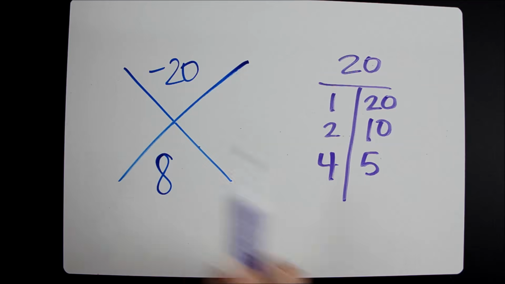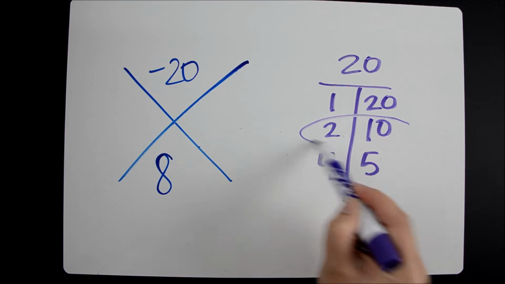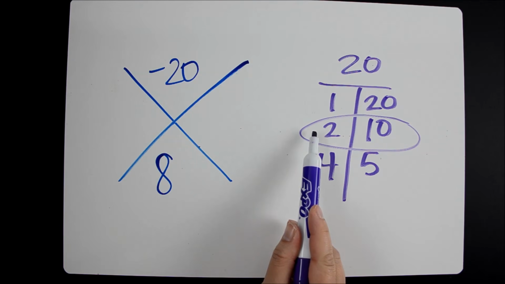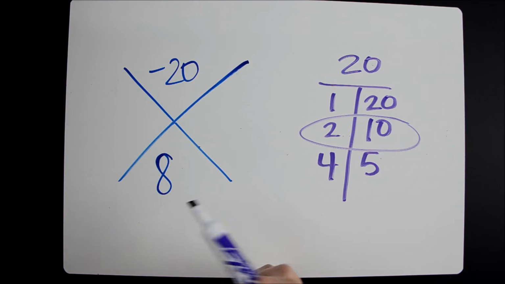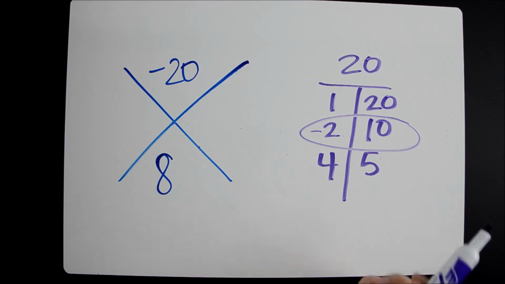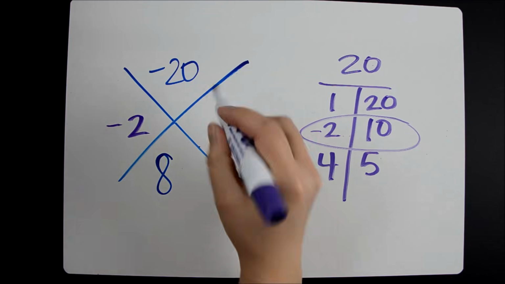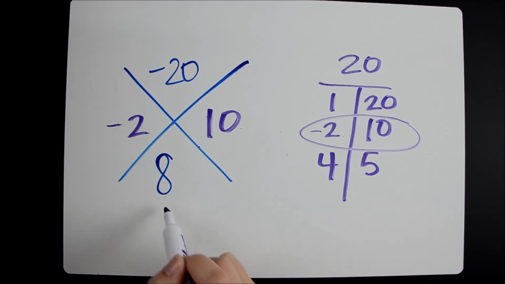We know that one of our numbers will have to be negative in order for it to result in a negative product. And the pair that makes the most sense in order for it to add up to 8 would be 2 and 10. So if I make the 2 negative, -2 plus 10 does result in +8. And so we know that it has to be -2 and +10. If I make the 10 negative, it would actually result in -8. And so those two numbers multiply to give us -20 and add to give us +8.